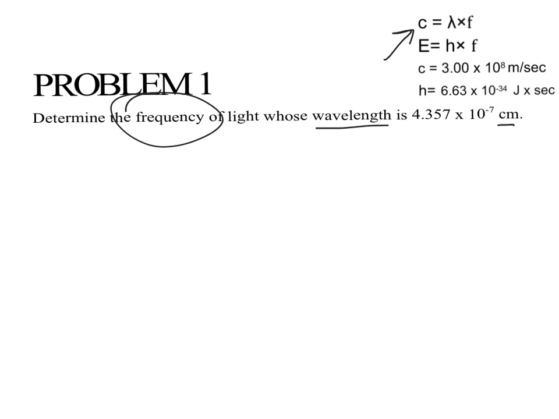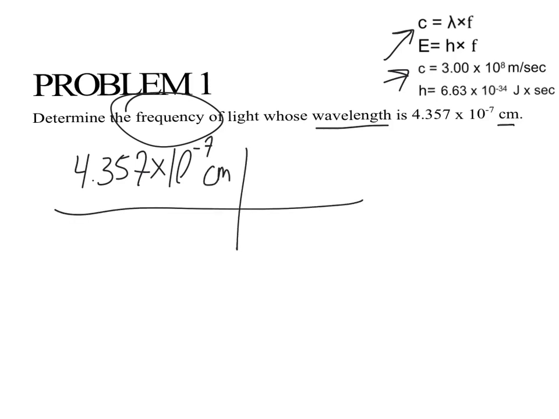C equals lambda times F. C is the speed of light. It's given right there. Lambda is our wavelength, but it's specifically our wavelength in meters. So before I'm allowed to plug in that wavelength, I'm going to have to do a little bit of dimensional analysis. I'm going to have to turn my 4.357 times 10 to the negative 7 centimeters into meters. It has to be in meters when you plug it into that formula.